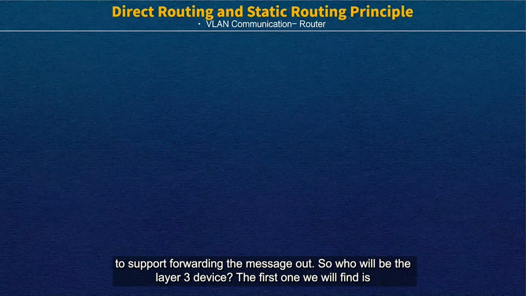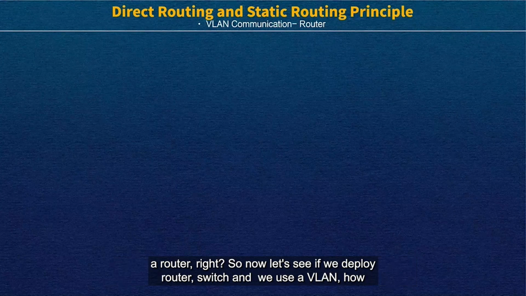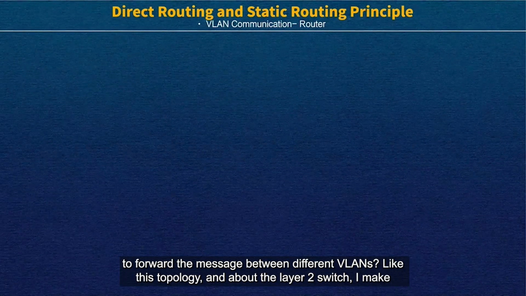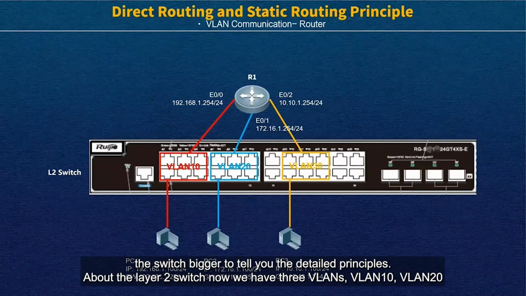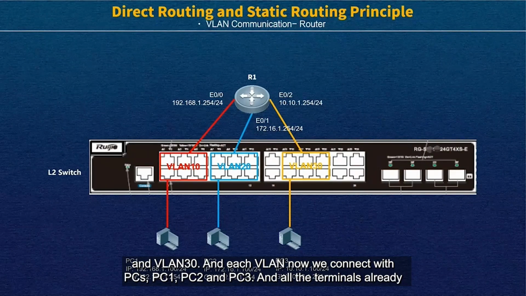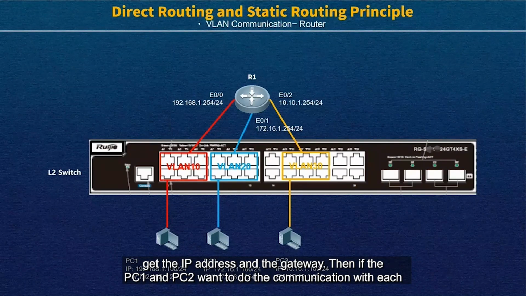So which will be the Layer 3 device? The first one we will think of is a router, right? So now let's see, if we deploy a router and the switch uses VLANs, how to forward the message between different VLANs. Like this topology. For the layer 2 switch, I make the switch bigger to show the detailed principle. On the layer 2 switch, now we have 3 VLANs: VLAN 10, VLAN 20, and VLAN 30. And in each VLAN we connect a PC: PC1, PC2, and PC3. And all the terminals already have the IP address and the gateway.